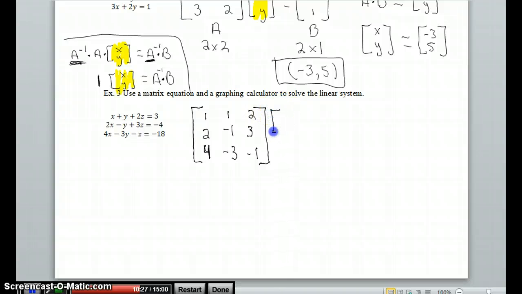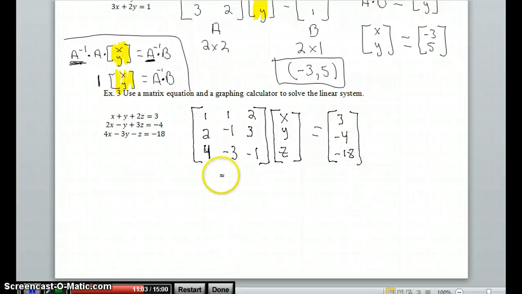Then I'm going to multiply that times my variables, or my variable matrix. Now in this case, again, I have these in the right order, so I go x, then y, then z this time. So x, y. Now my students know this, but I cross my z's so they don't look like 2's. All right, that's my variable matrix, and that's going to be equal to my constants. 3, -4, -18.